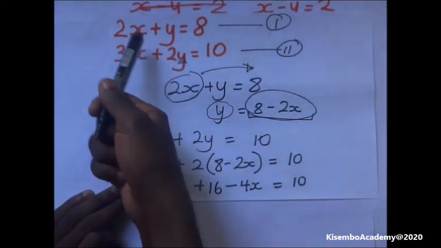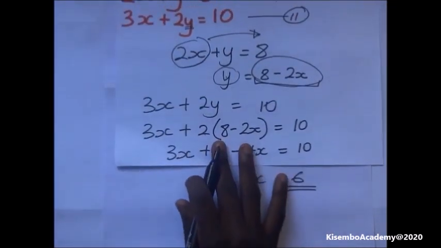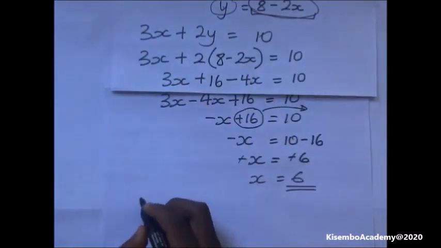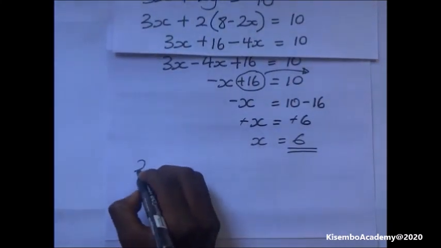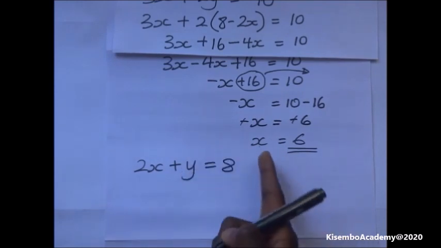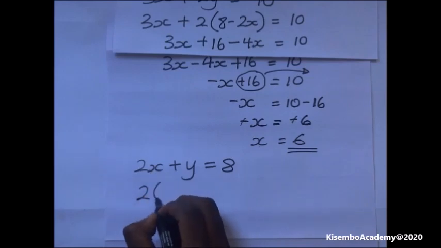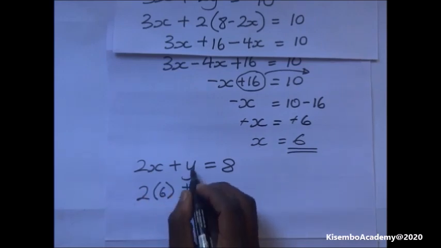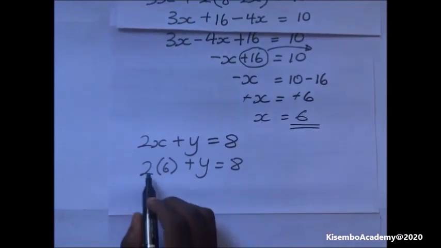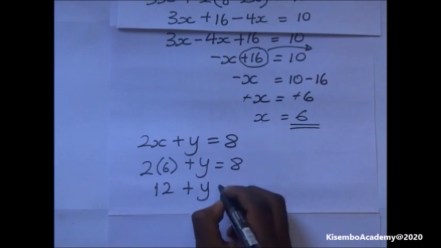Let's substitute it in the first equation. So we get our value of x and substitute it in our first equation, which is 2x plus y is equal to 8. In our first equation, we substitute for the value of x, which is 6, so it becomes 2 times 6 plus y is equal to 8. So 2 times 6 is 12, plus y, which is going to be equal to 8.